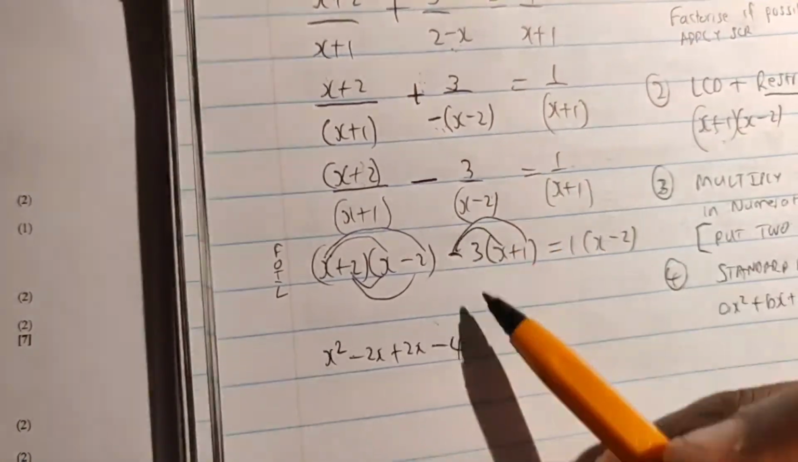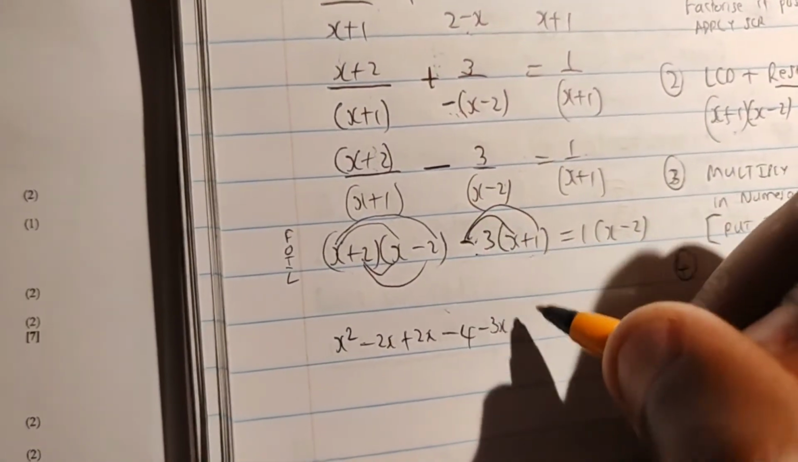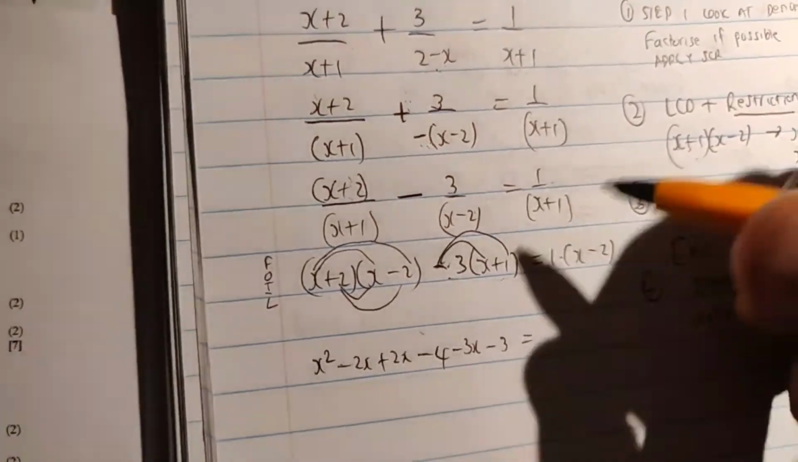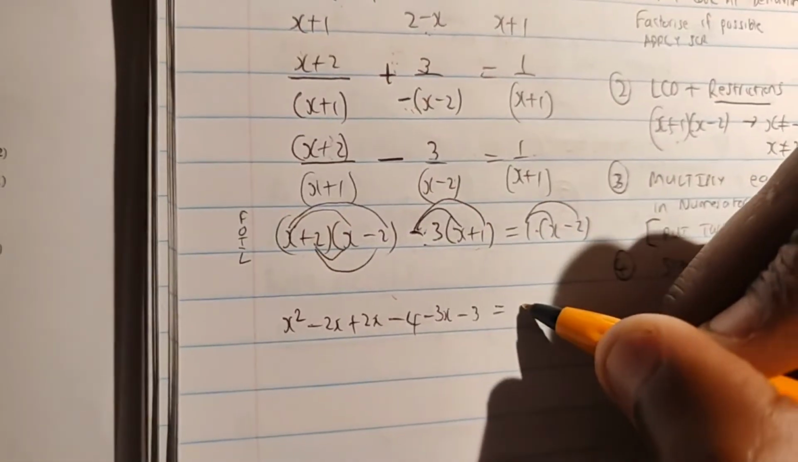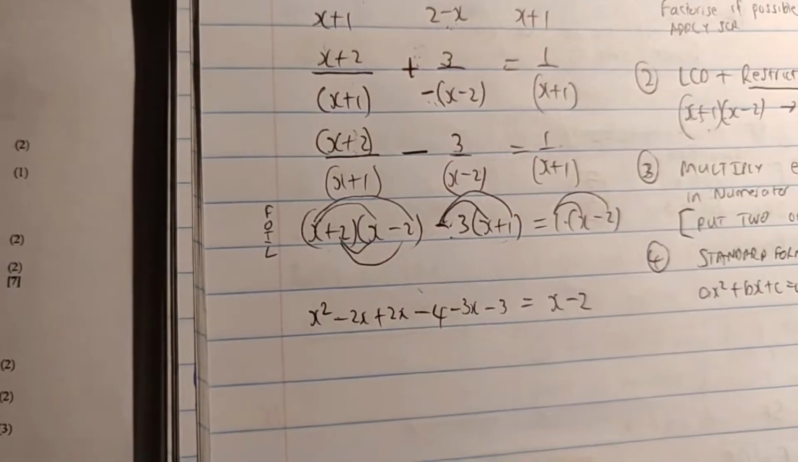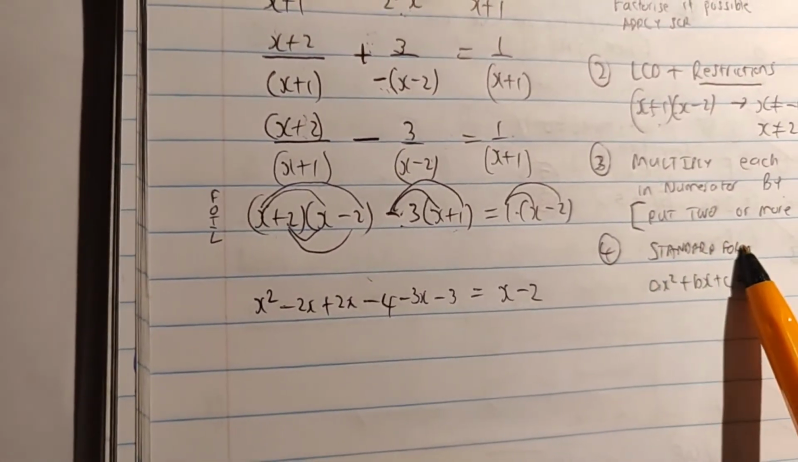Negative 3, we do the same thing. Negative 3 times x, negative 3x. Negative 3 times 1, negative 3, is equal to. Do the same thing here. 1 times x, 1 times negative 2, x minus 2. We are close. Standard form, I am smelling you.